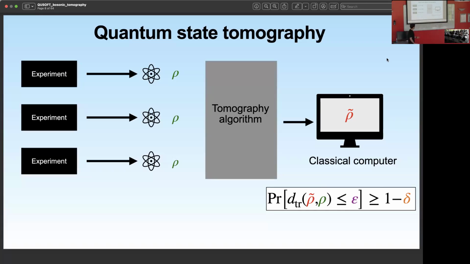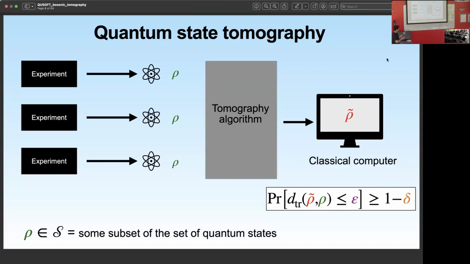This is because the outcome of any quantum measurement is inherently probabilistic. So the output of a tomography algorithm is not deterministic. It follows a probability distribution. And what we require for a tomography algorithm is that the probability that the trace distance error is small is large, and delta is the failure probability. We can imagine in this talk that both epsilon and delta are very small parameters.